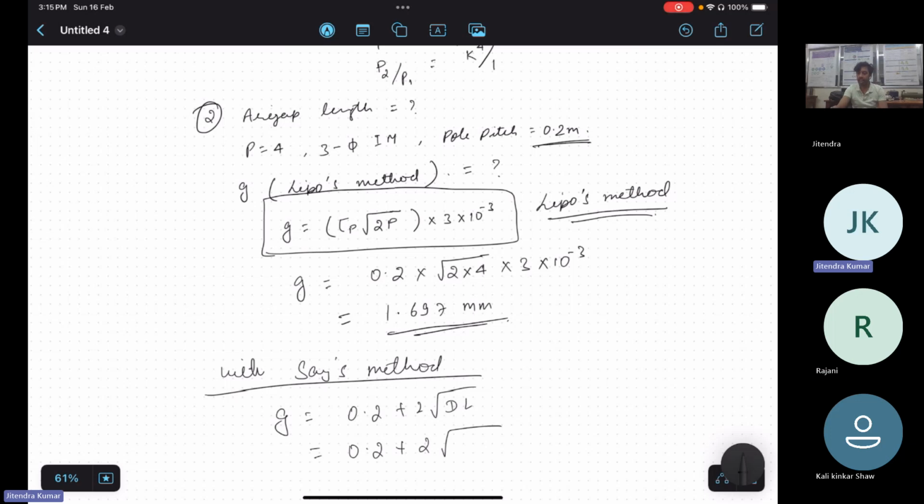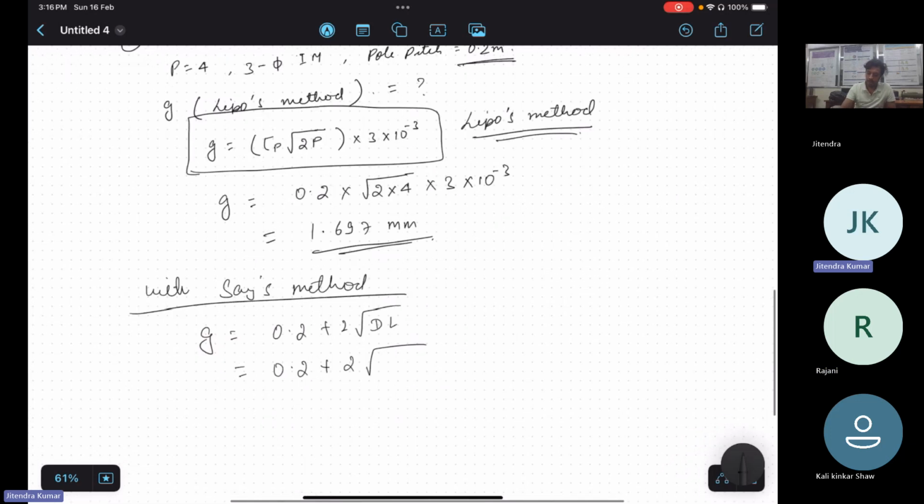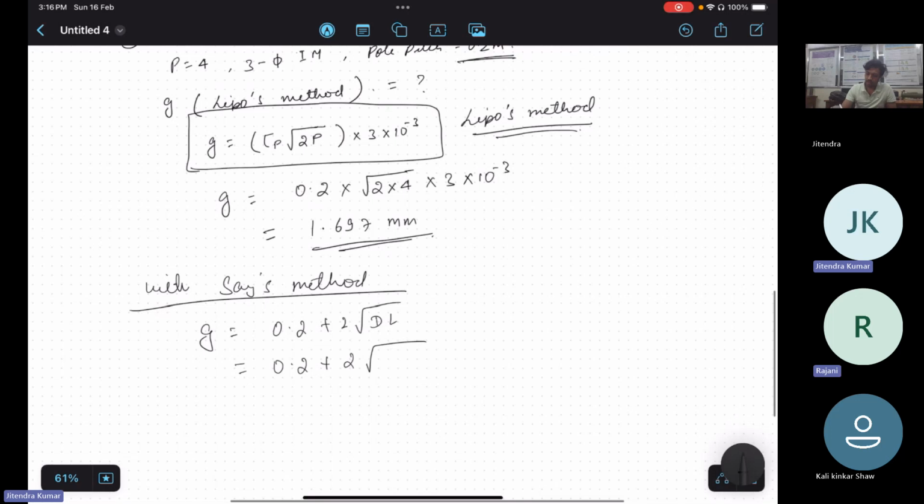Neither have we been given the axial length nor the diameter. But the diameter we can calculate, no? And there is some relation between length and diameter in induction machines, so you can actually approximate if you are going to design it. Approximately we can tell, yes.